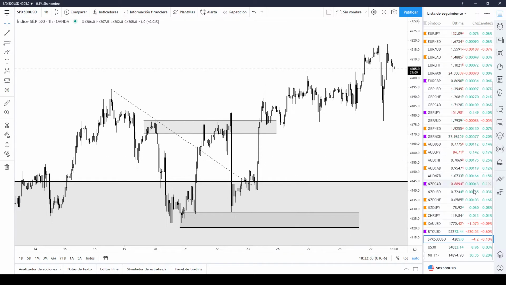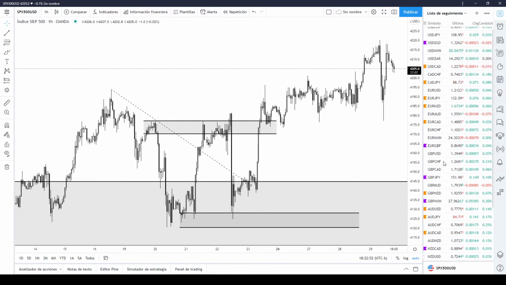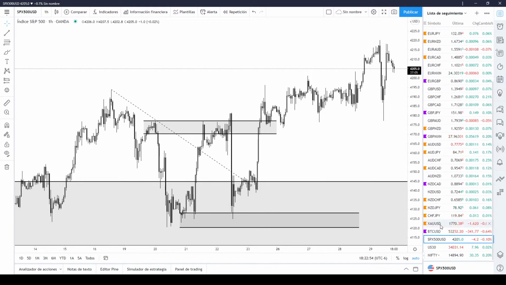So what I have for next week, I have in yellow the pairs that are aligned. I mean, where the daily and the weekly time frame are in the same direction, and I have in purple the ones that are about to be aligned or might get aligned. So if they get aligned, I can look for opportunities. So let's check real quick.